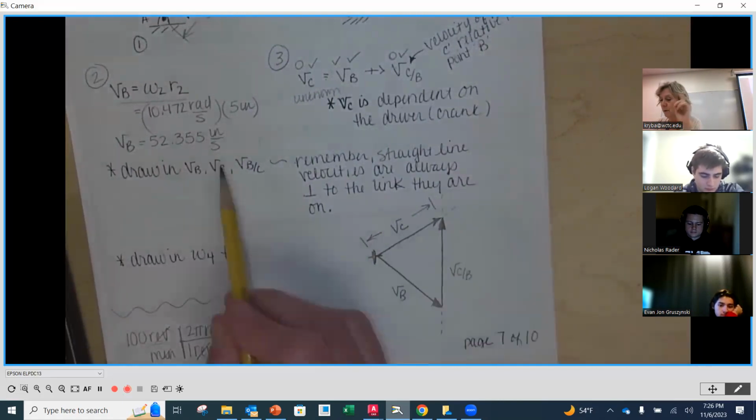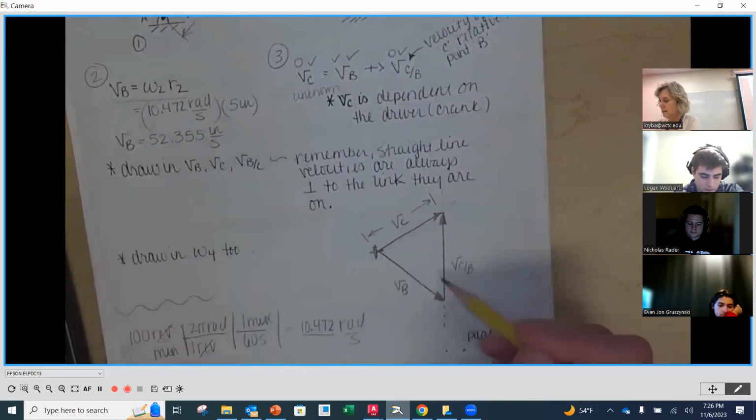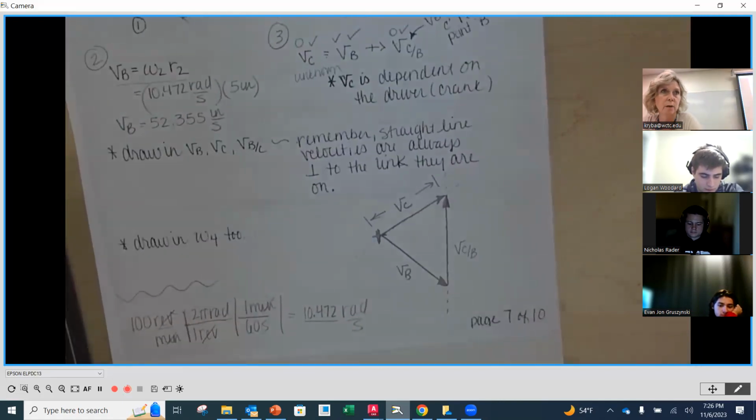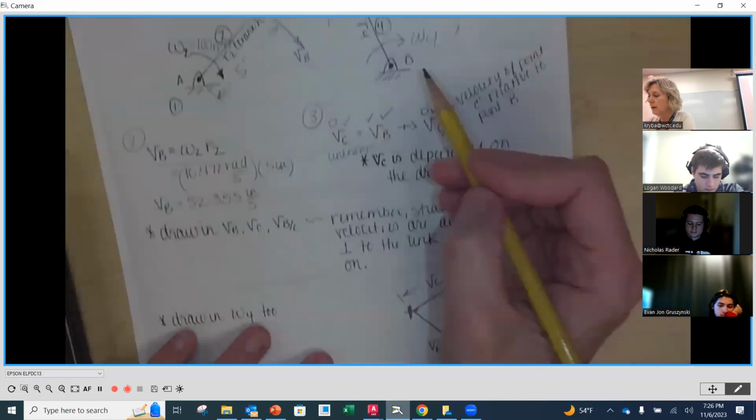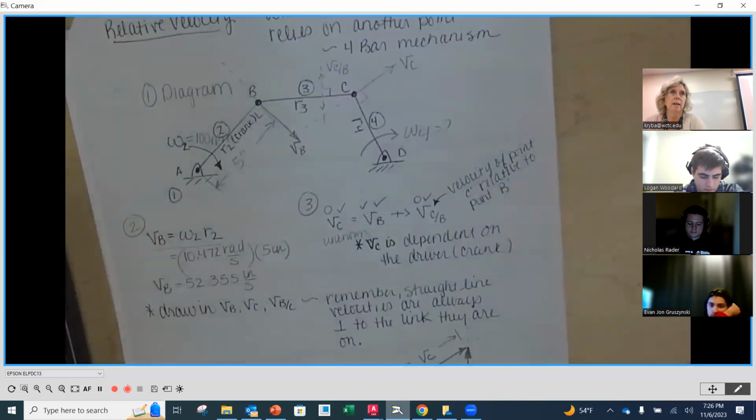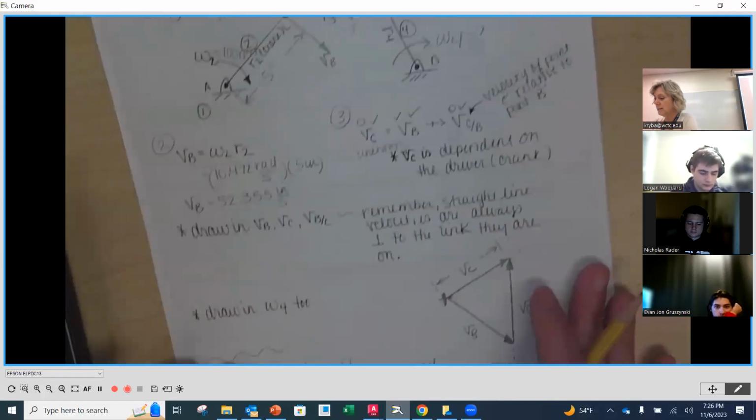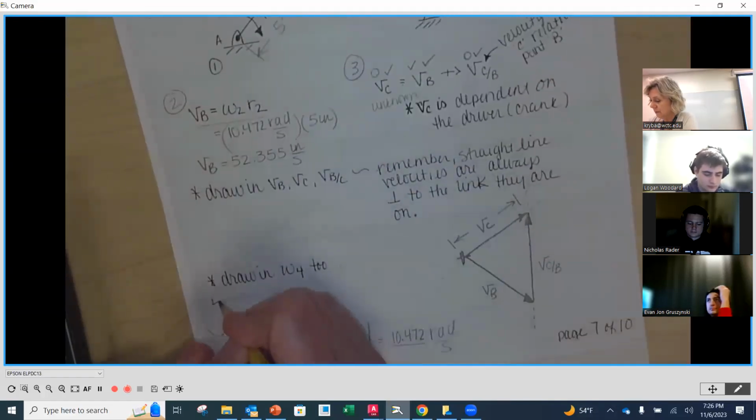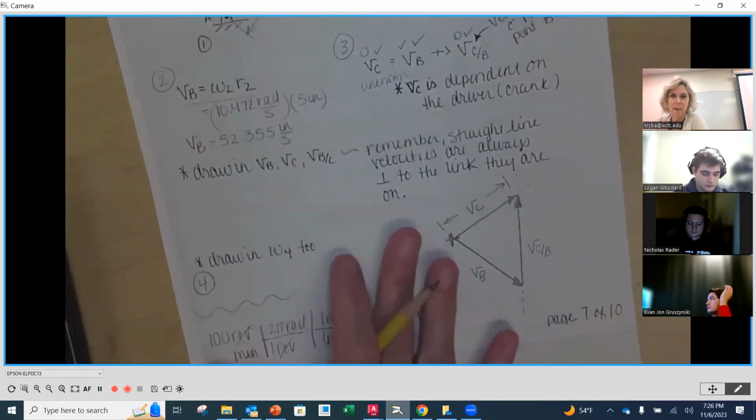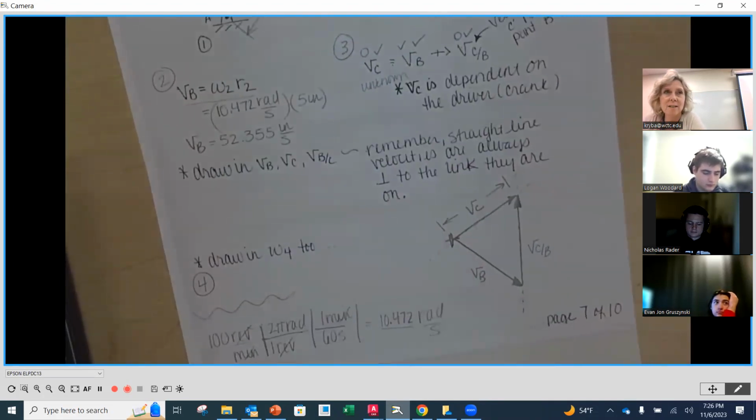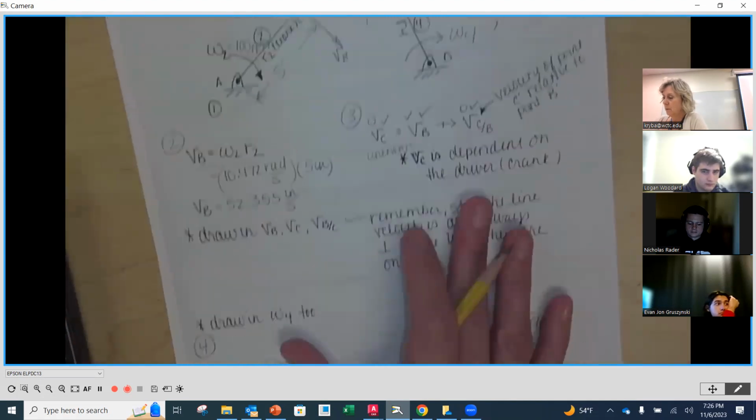Inches per second. Remember, velocity of v was in inches per second, so all of those vectors are going to have the same units. Now remember, our ultimate goal was not VC. Our ultimate goal was, what is the rotational speed of link number 4? So the rotational speed of link number 4 is going to be our step number 4. Step number 4: how do I calculate the magnitude of W4?